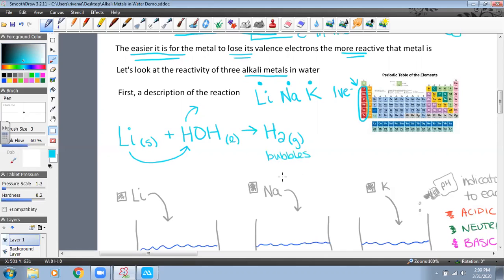of gas forming. Hydrogen gas also tickles the throat a little bit. It's not a toxic gas, but it is irritating to breathe in.